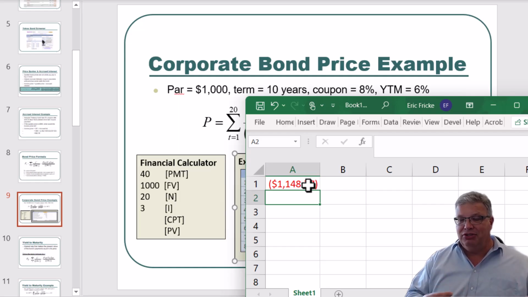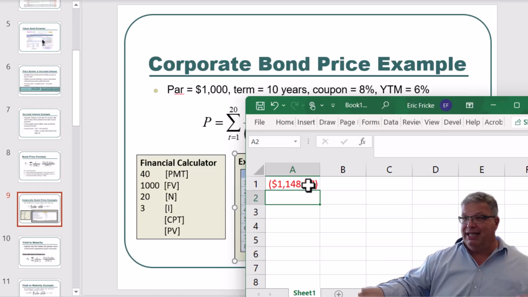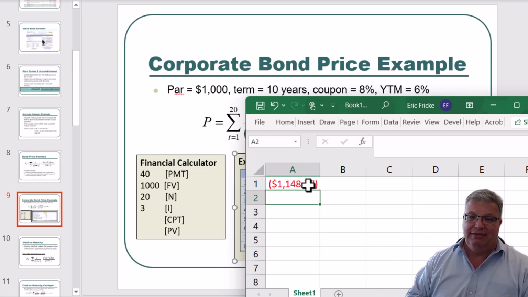It's always keeping track, right? And it assumes, since we put positive cash flows in the future, we're getting positive cash flows in the future. To make the math work, we have to be giving up money today to get those cash flows in the future. That's why it's a negative cash flow.